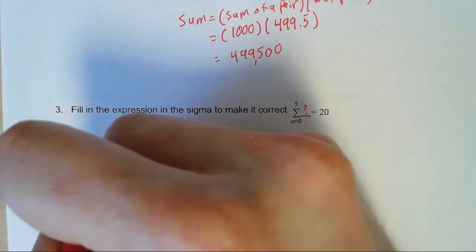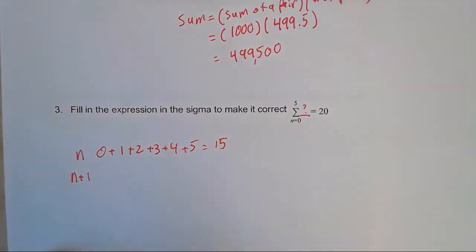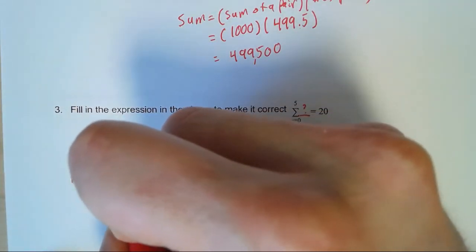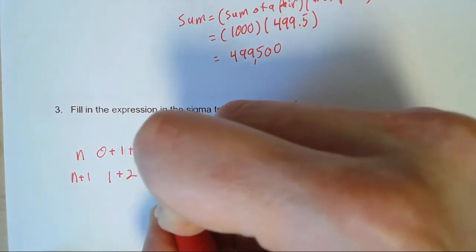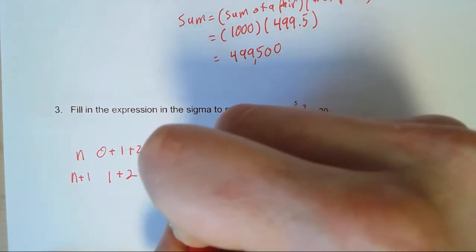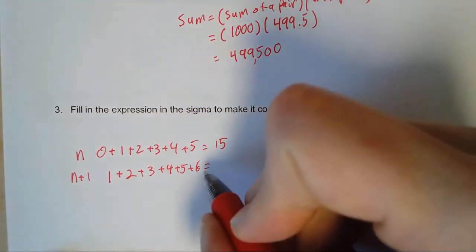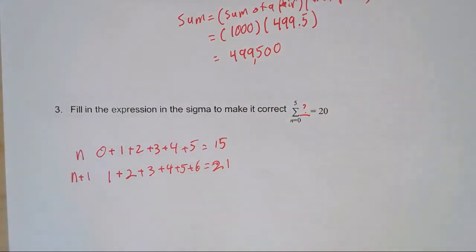What if we chose n plus 1 as our expression? Well, if we plugged in 0, then we would get 1. If we were to plug in 1, we would get 2, and so on. So we would get 1 plus 2 plus 3 plus 4 plus 5 plus 6. Now that would give us a total of 21. Close, but we want it to be 20.